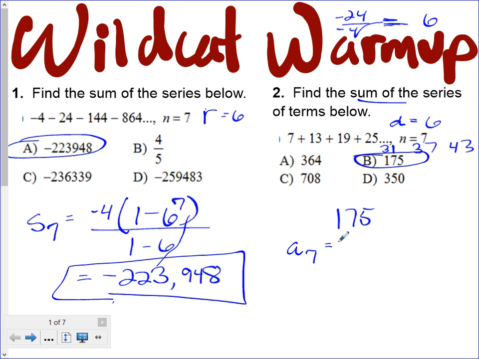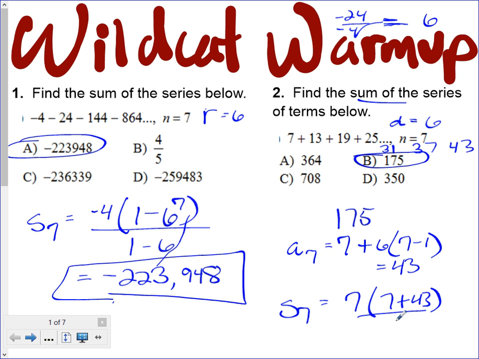So if you did want to use the equation, I think it's 7 plus 6 times 7 minus 1, and that would also give you 43. Good. And then the sum of the first 7 is equal to 7 times 7 plus 43 over 2. So this is 50. 7 times 50 is just like 7 times 5, so 35, 350. Divided by 2 is 175.